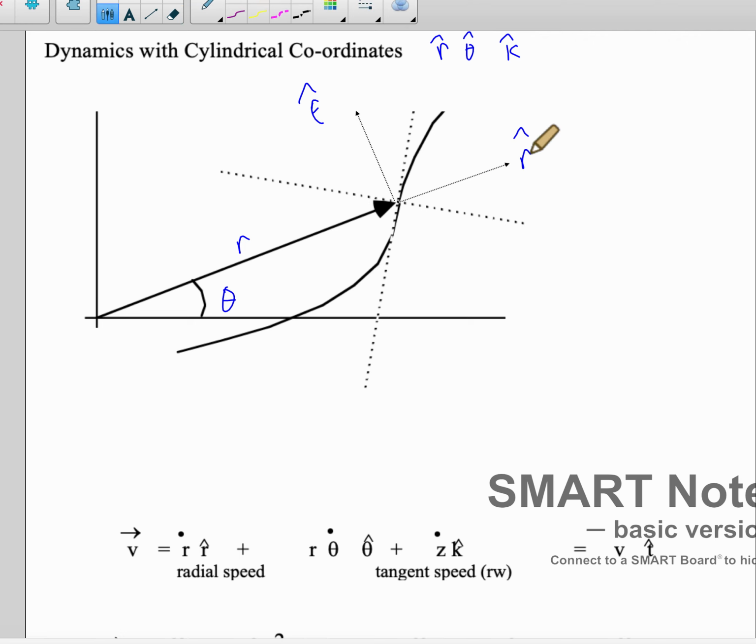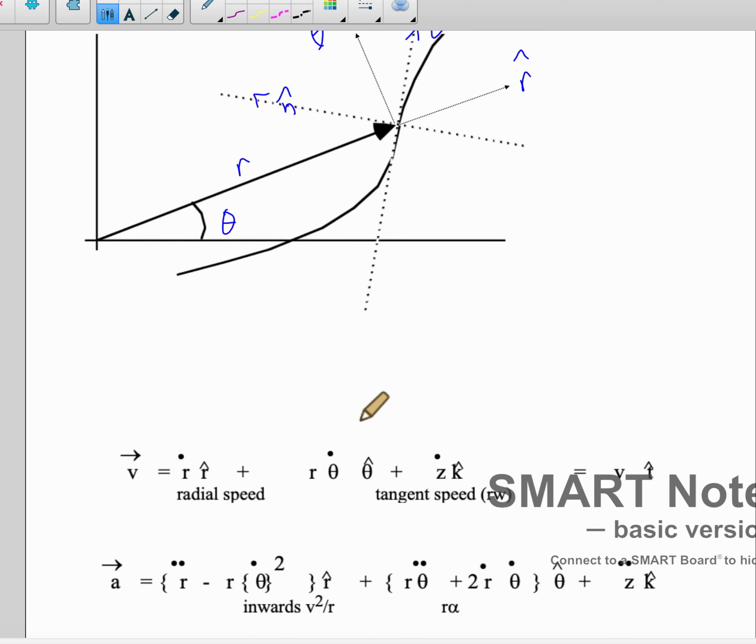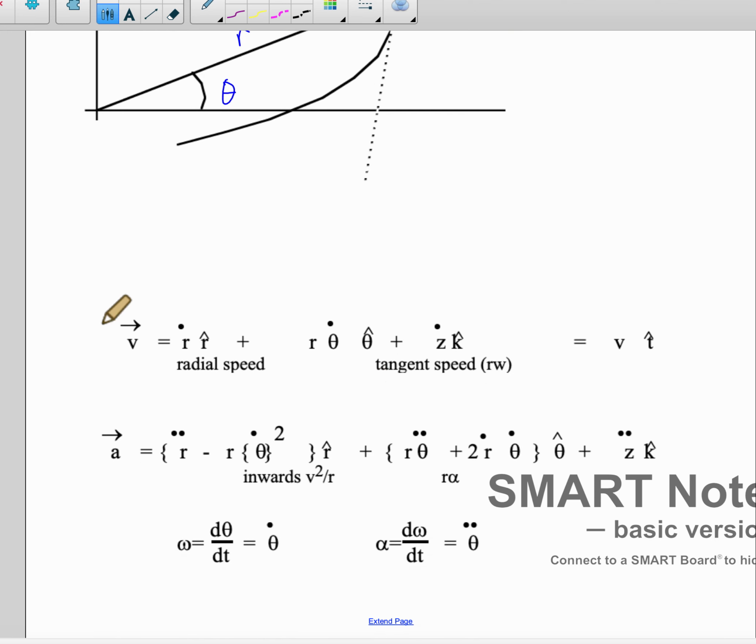Now, a reminder that t hat, the tangent direction, is the direction of the object's velocity, and n hat, the normal direction, is inwards, perpendicular to the tangent direction. We have expressed the velocity previously in cylindrical coordinates and the acceleration as well. Let's do now some dynamics problems.